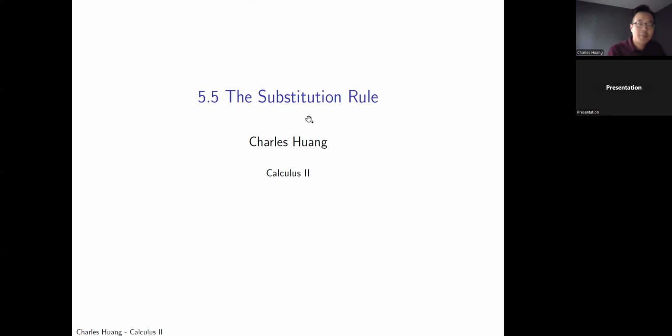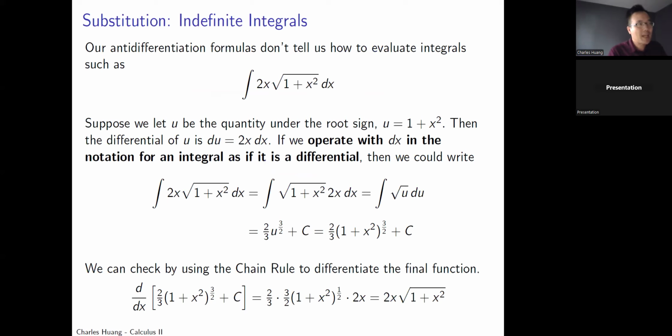Today we're going to be talking about substitution rule, and this is backwards chain rule, essentially. And to start, let's start with indefinite integrals, so doing antiderivative. If you look at the first example here, you'll notice that the antiderivative rules, the formula that we have, doesn't quite cover something that looks like this.